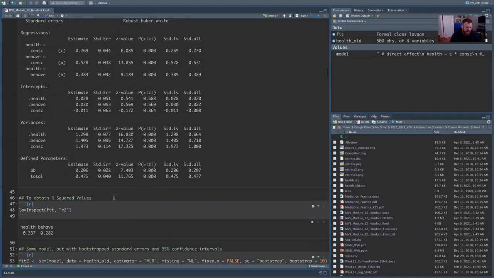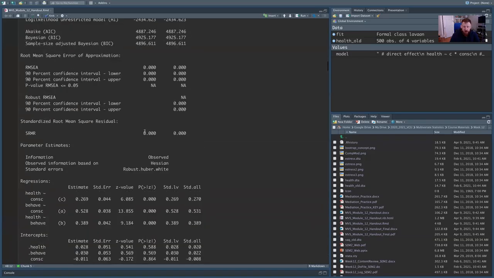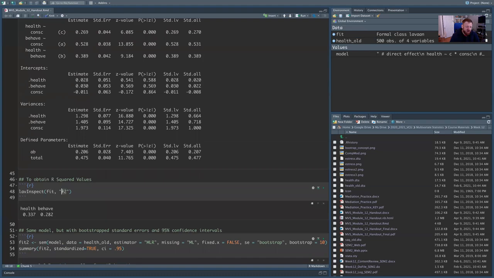You can also obtain R-squared values. These are useful as a measure of effect size. Remember, R-squared back in our regression days is basically the proportion of the variation in an outcome variable that you're actually able to explain as a result of your model. And that's very easy. You use this command called lavInspect, and then you just list the name of our model, which is just called fit. And then you just say R2, which means R squared.